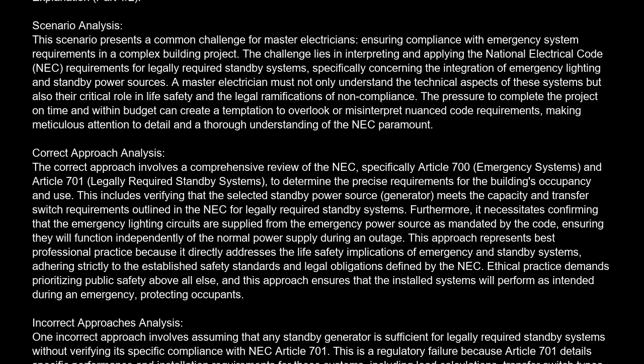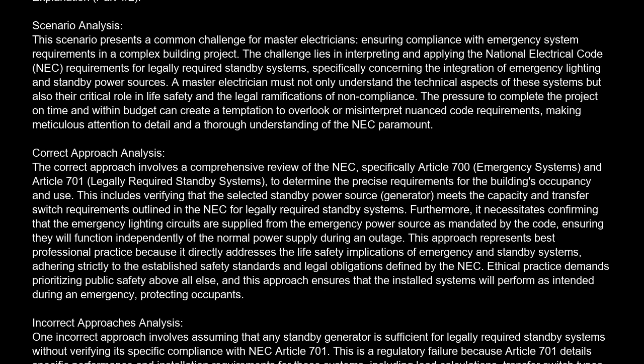A master electrician must not only understand the technical aspects of these systems, but also their critical role in life safety and the legal ramifications of noncompliance. The pressure to complete the project on time and within budget can create a temptation to overlook or misinterpret nuanced code requirements, making meticulous attention to detail and a thorough understanding of the NEC paramount.